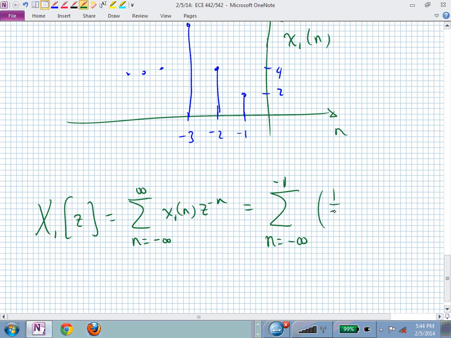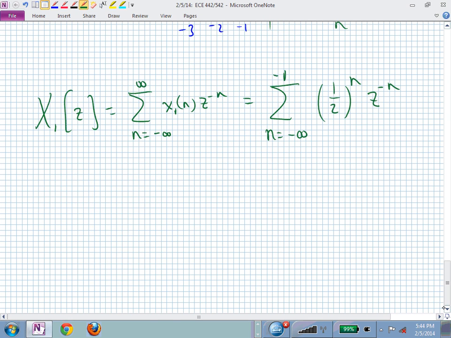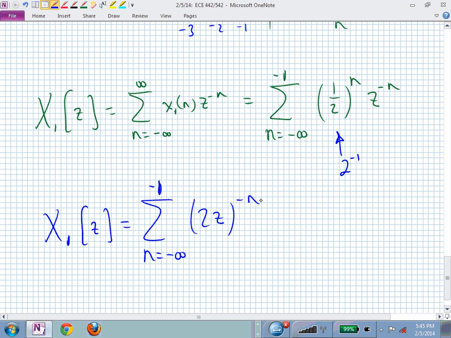And we know its functional form. It was 1/2 to the n. That was x sub 1 of n. And that's scaled by z to the -n. Well, we could make this a little bit cleaner just by realizing that 1/2 is 2 to the -1, and now we can combine those two and raise them to a -n power, meaning now we can say capital X sub 1 of z, or the z transform of little x sub 1 of n, is now this sum from n equal -infinity to -1 of 2z to the minus n.